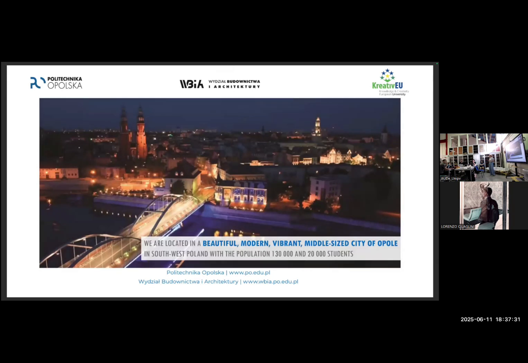Opole is not such a big city, it's a medium city in terms of Polish cities. We have a population of 130,000 people, more or less. And we are quite a student city because we have a population of over 20,000 students in 4 main universities. And here you can see the picture of downtown Opole, with the river, with the cathedral, and the tower of the city hall in the background.